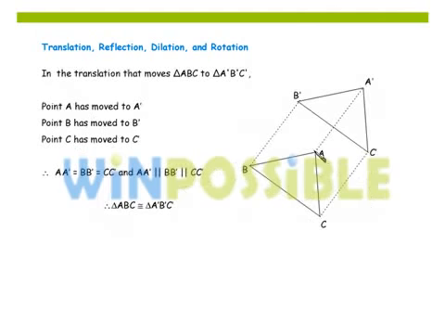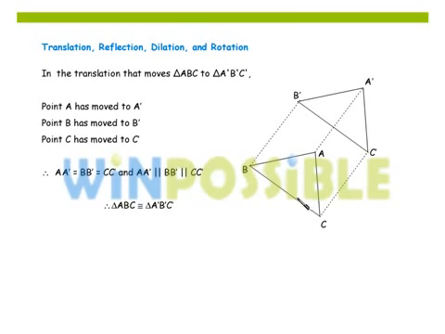In the translation that moves triangle ABC to triangle A prime, B prime, C prime, point A has moved to point A prime, point B has moved to B prime, and point C has moved to C prime. And in a translation, all points of the figure move the same amount in the same direction. So the length of AA prime is equal to the length of BB prime, is equal to the length of CC prime. And all of these paths are parallel.